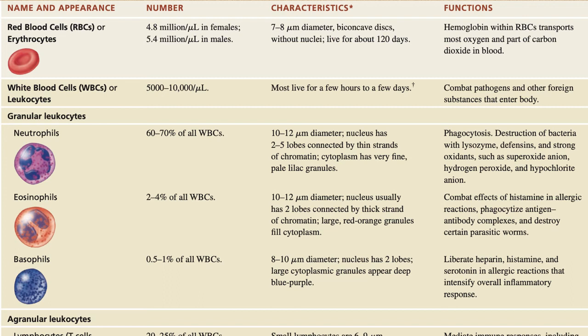That's for the diameter. The nucleus is usually two lobes connected by a thick strand of chromatin. As you see, try to check the picture. Now, for the neutrophils, there are 2 to 5 lobes. It's also connected. For example, let's imagine that there is a microscope: 1, 2, 3, 4. There are 4 nuclei.